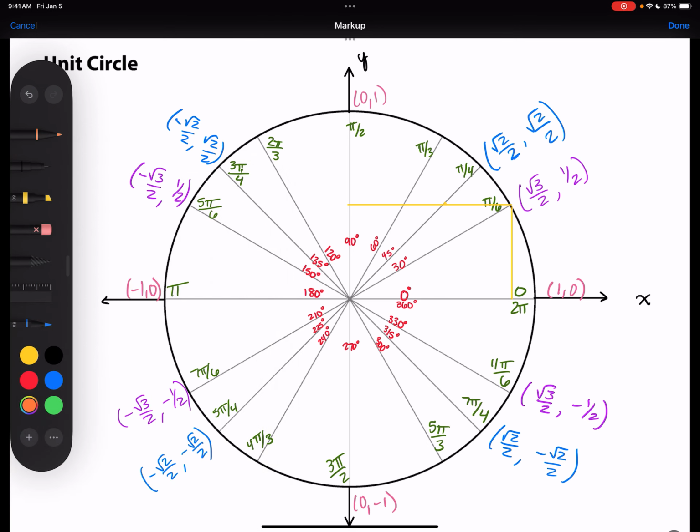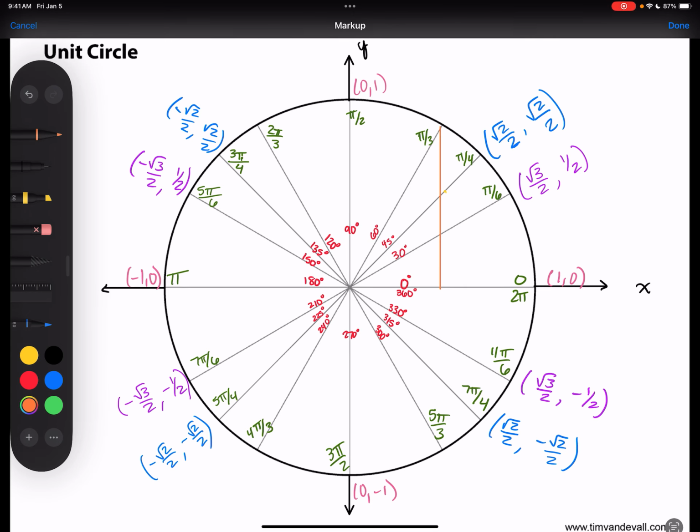All right, pi over 3s. These are the reverse, okay? So pi over 3 is just going to be opposite of pi over 6. So the numbers are just going to get swapped, the x and y values.